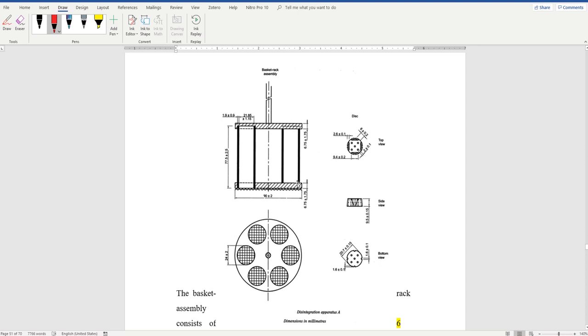This is the upper plate and the lower plate, held together by screws. Now, in this tube, the lower part of the tube is closed, or let's say partially closed, with a mesh. The size of the opening of this mesh is 2 millimeters.